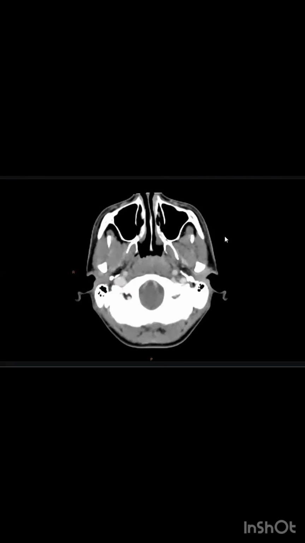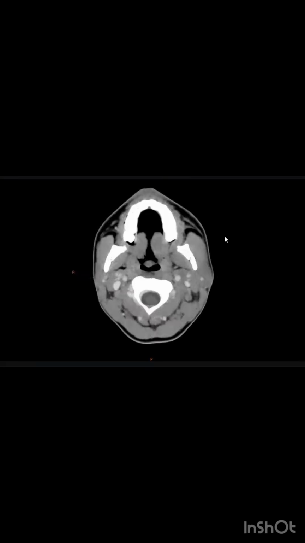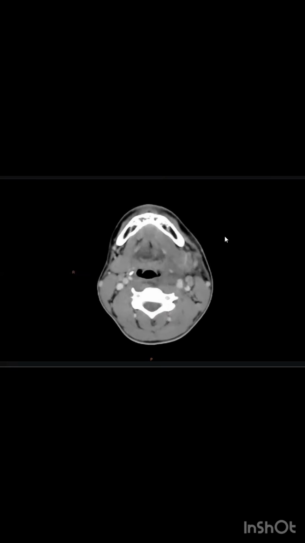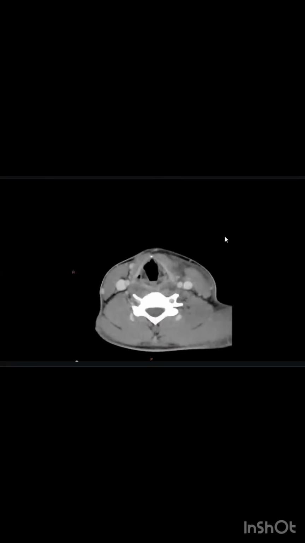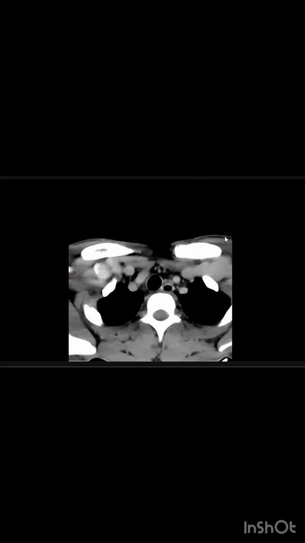In my routine practice, I would like to scroll the images once before describing the findings further. I would like to go till the last cut. So this is the last cut. I've had a quick scroll through the images. I would like to go to the area of interest.